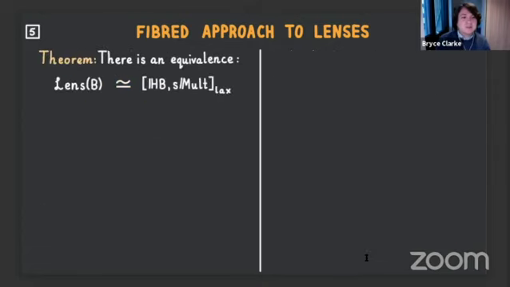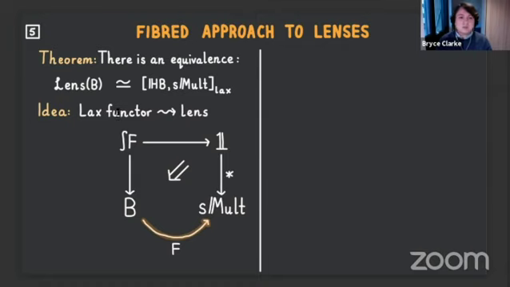And the theorem is that we have this equivalence between lenses over B and lax double functors from the horizontal double category induced by B into S-mult. How are we going to see that this theorem is at least kind of feasible without showing you all the details? Well, the idea is this.